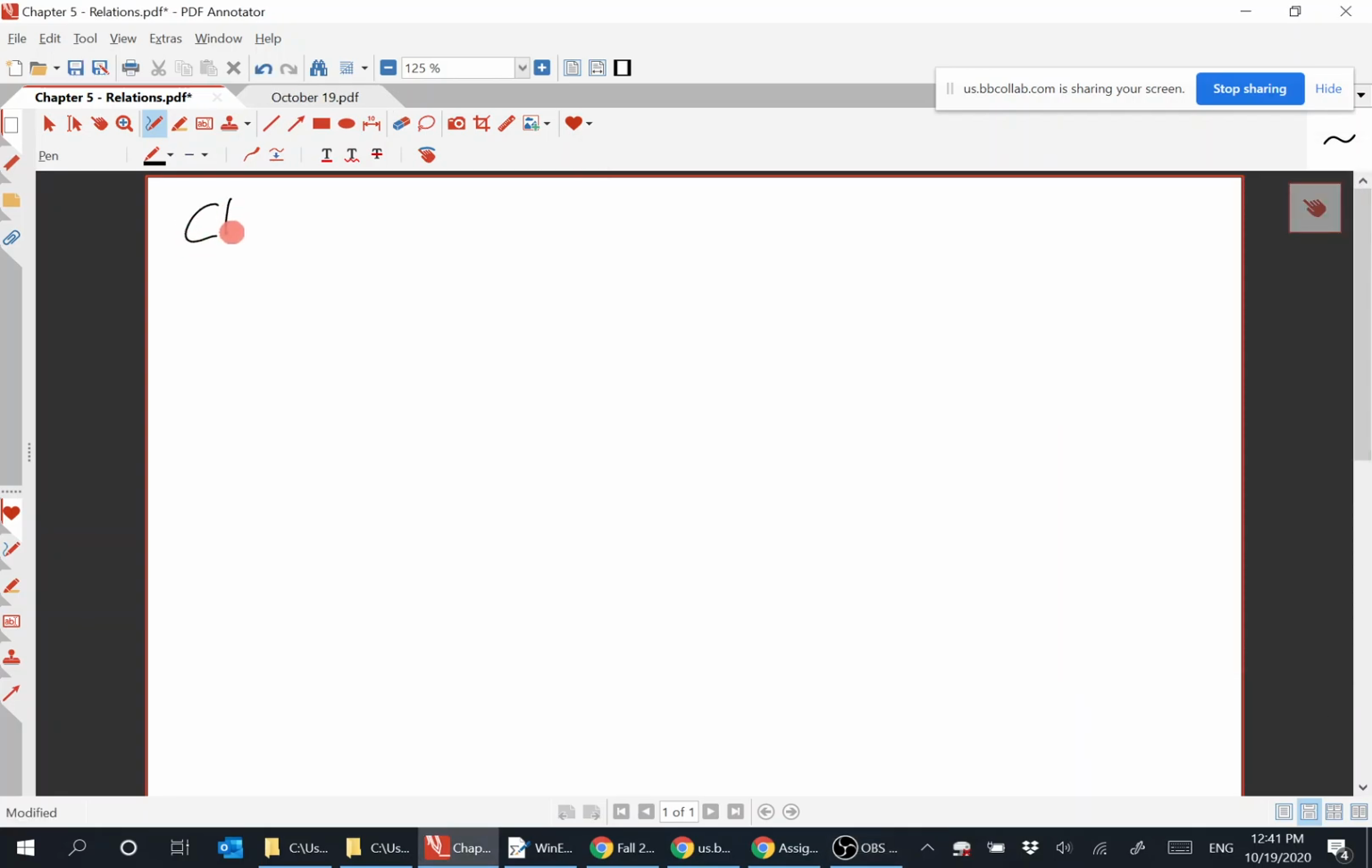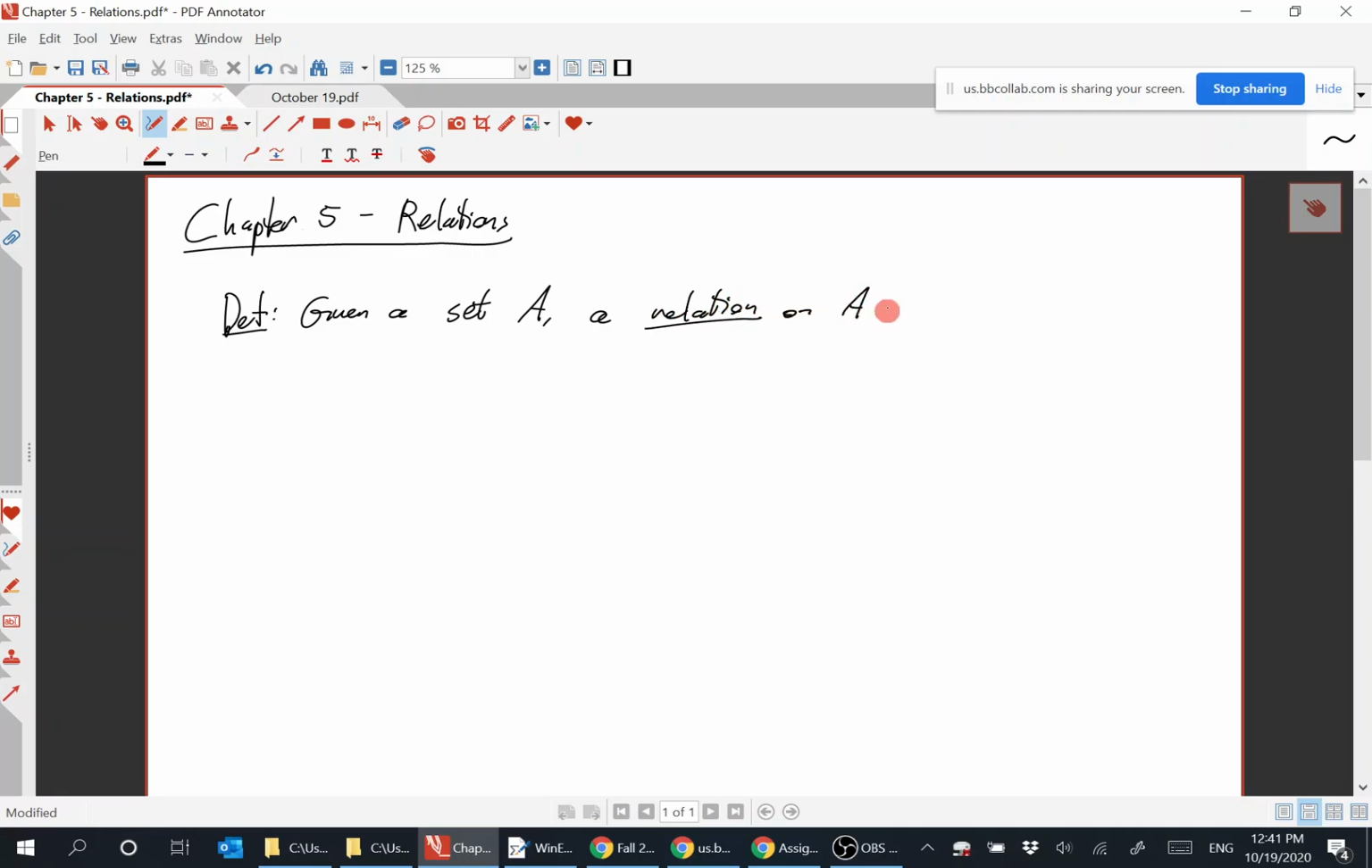So chapter 5, relations. So definition: given a set A, a relation on A is just a subset R of A cross A. What was A cross A?